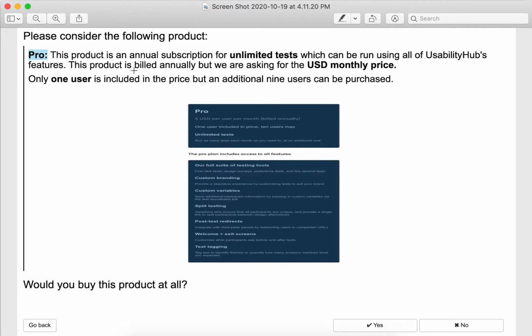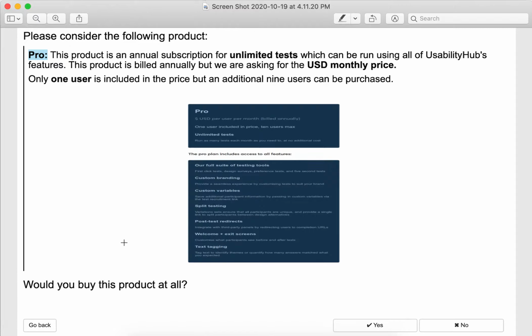Oh, okay, it's billed annually, but they're asking for the US dollar monthly price. Well, that's already the plan that I'm on, or not. That's going to help orient me to answering the question. Is this new or not? Am I reacting to the annual subscription, or is this an addition that I can have? Only one user is included in the price, but an additional 9 users can be purchased. And it doesn't really say how much they would be purchased for. I also don't have a sense of price, and yet they're asking about buying.